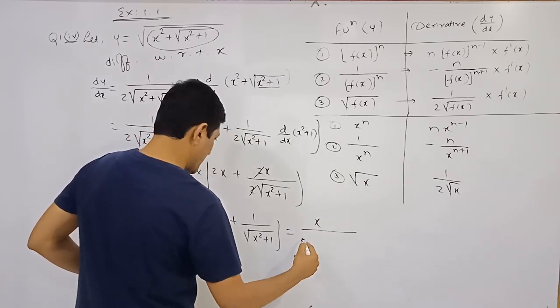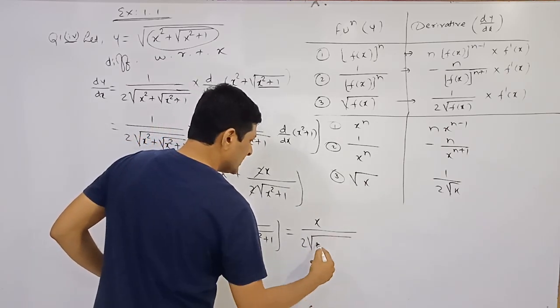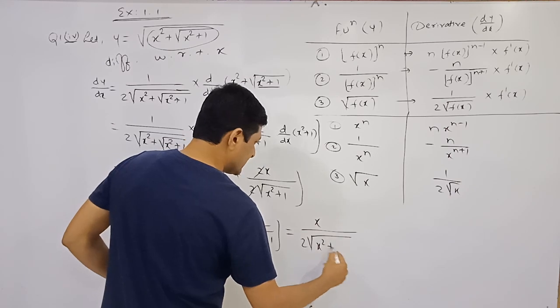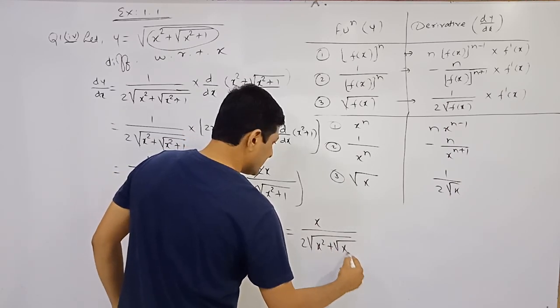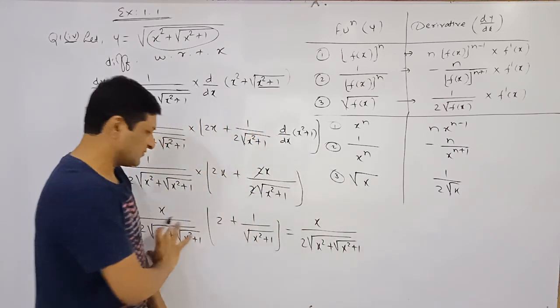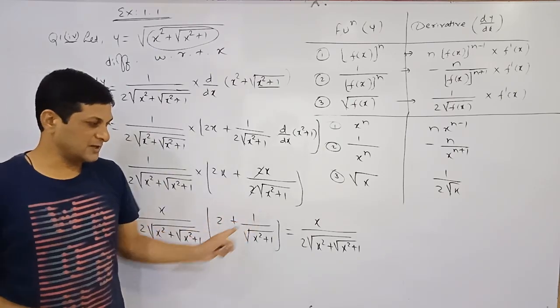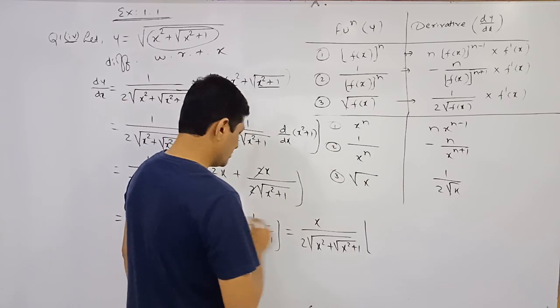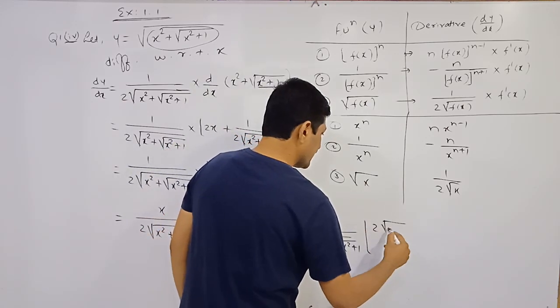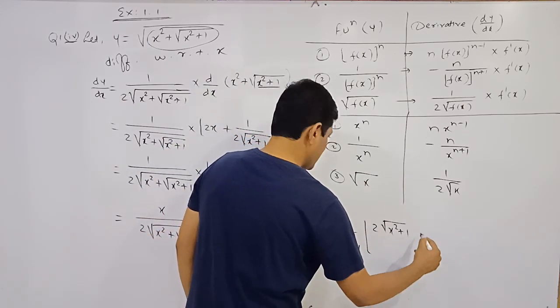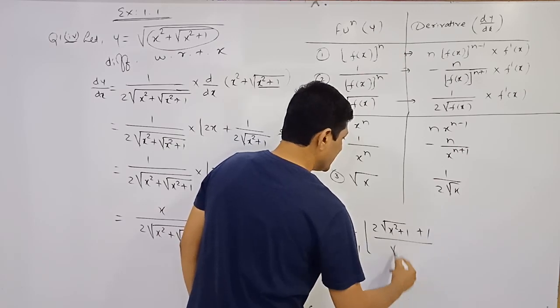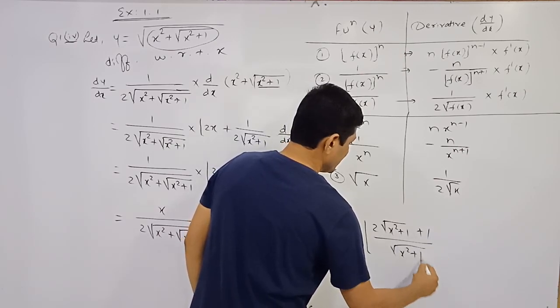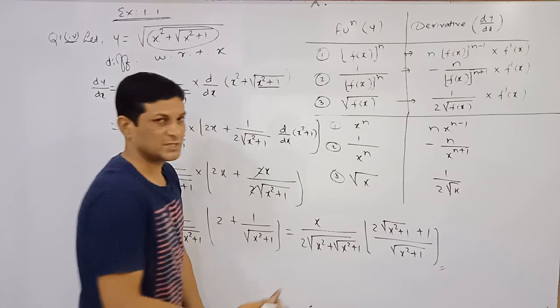x upon 2 under root x square plus under root x square plus 1, keep this first term as it is. Here we are taking cross multiplication. If we take cross multiplication, see what we will get here: 2 under root x square plus 1 upon under root x square plus 1. So that will be the required differentiation here.